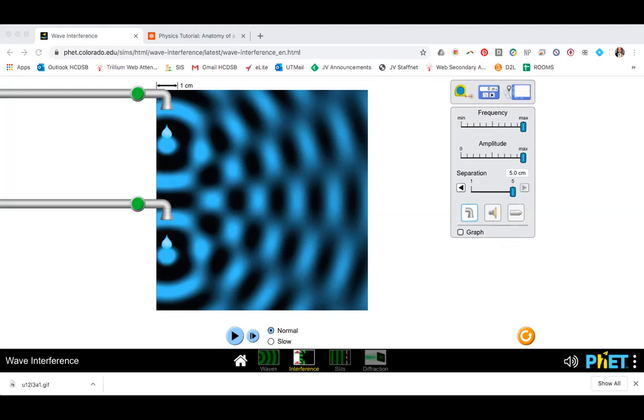So let's try an example. 2 identical point sources that interfere in a ripple tank are 5 centimeters apart with a frequency of 8 hertz. A point on the first nodal line is located 10 centimeters from the first source and 11 centimeters from the other source. Calculate the wavelength and speed of the waves.